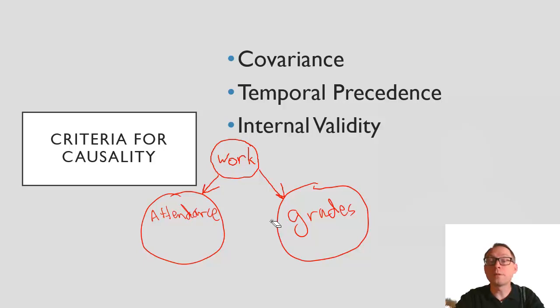When you run an experiment correctly, you can randomly assign people to either attend or not attend lecture. That way, any other variable, like whether they work or something else, is not the one that's affecting it.